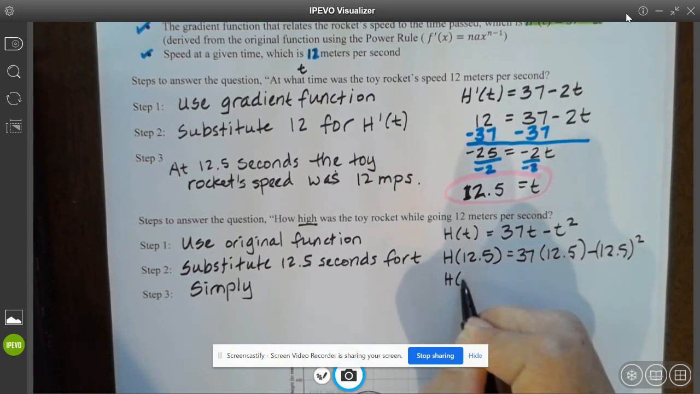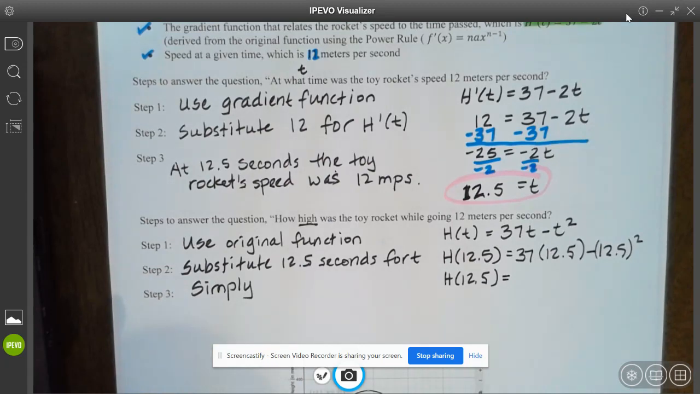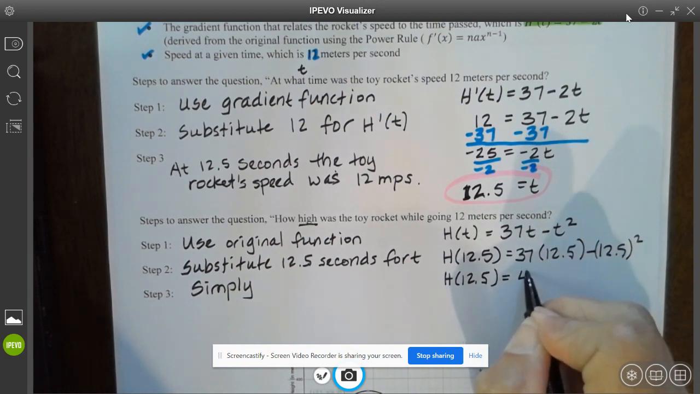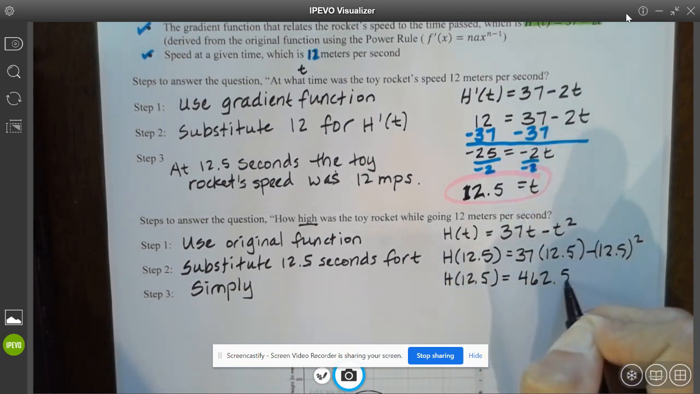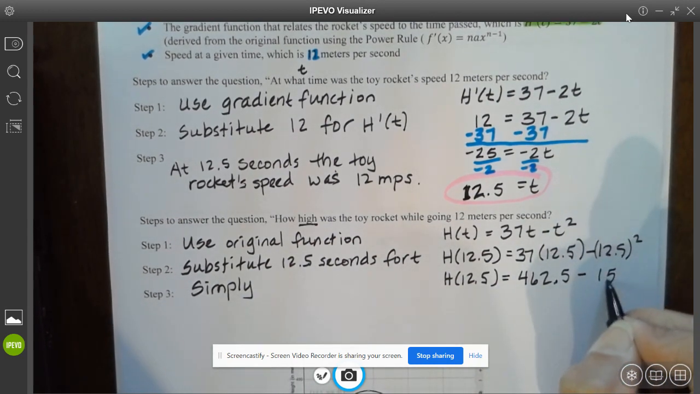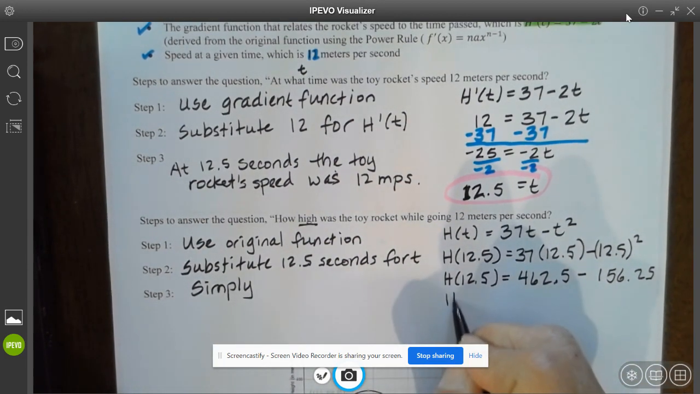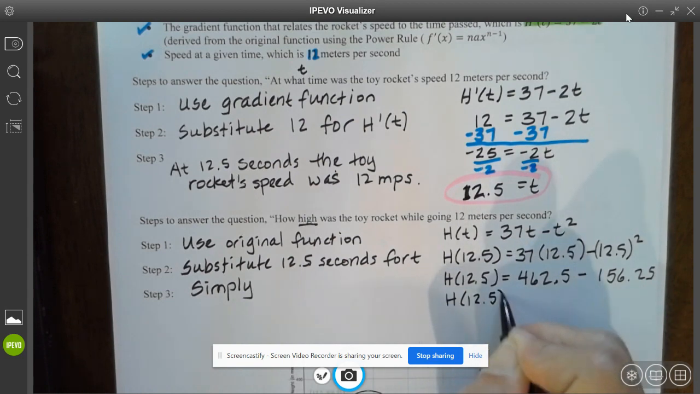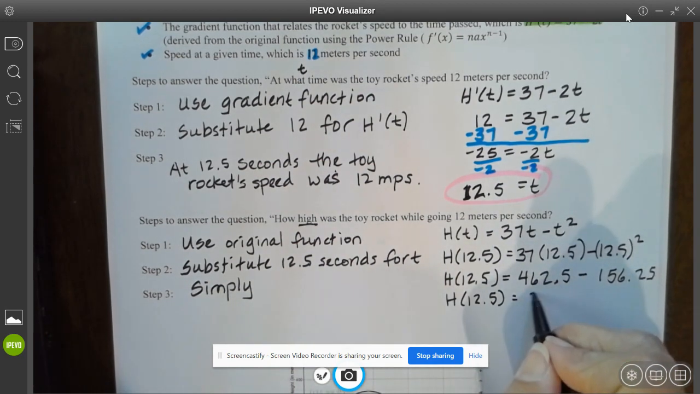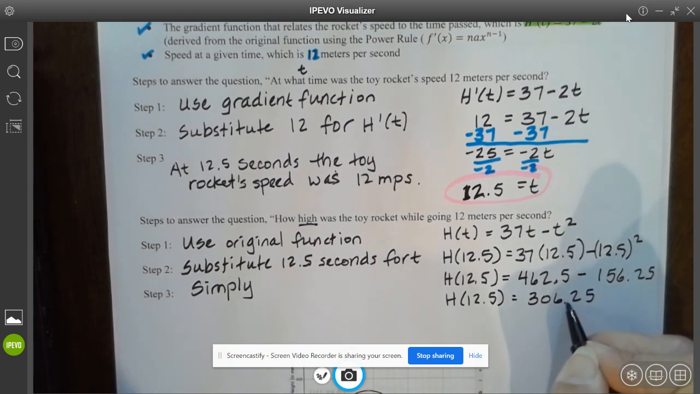So h of 12.5 is equal to 37. I did the math ahead of time so I don't mess up. 37 times 12.5 is 462.5 minus 12.5 squared is 156.25. Simplifying it even further, you subtract 462.5 and 156.25 and you get 306.25. So let's go back to our question.